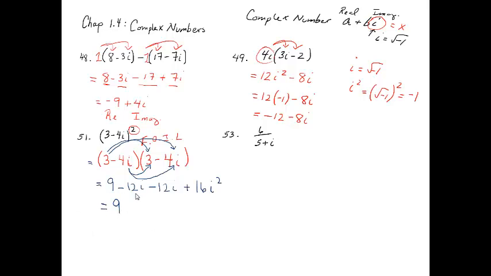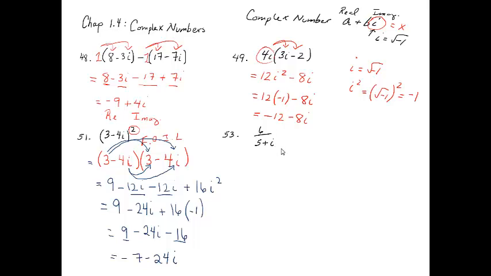So we have 9 minus 24i, because I have negative 12i here and I have a negative 12i there, plus 16, but instead of writing the i squared, that's a negative 1. Good, so now we have 9 minus 24i minus 16. And I still have my like terms. 9 and negative 16 are like terms. So that's a negative 7 minus 24i. And that one's done. All right, number 53.